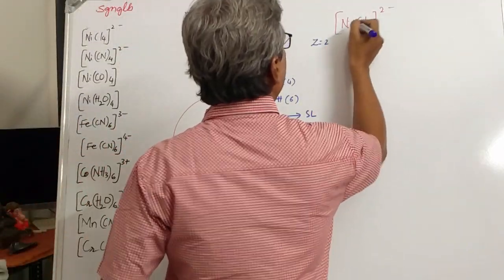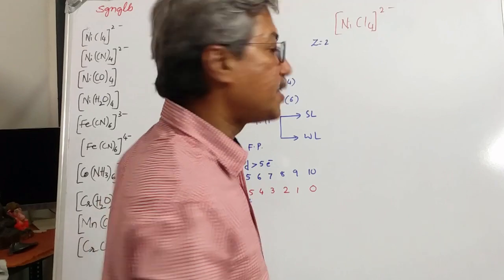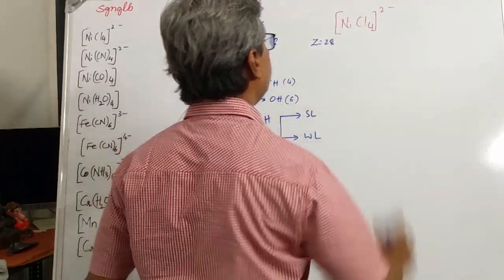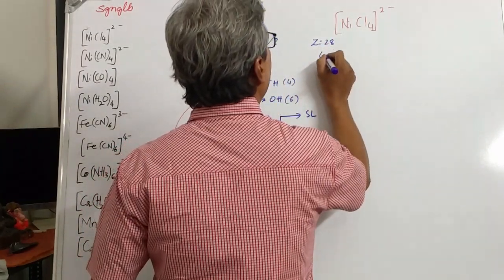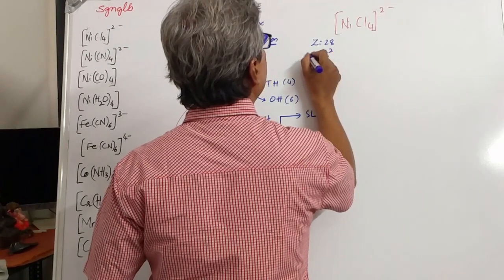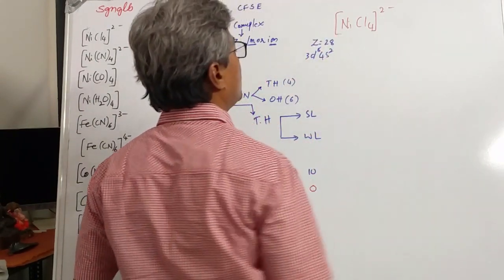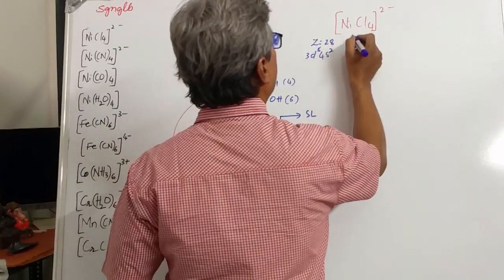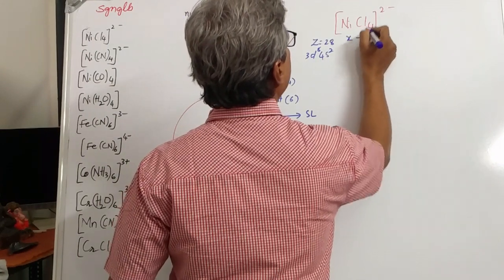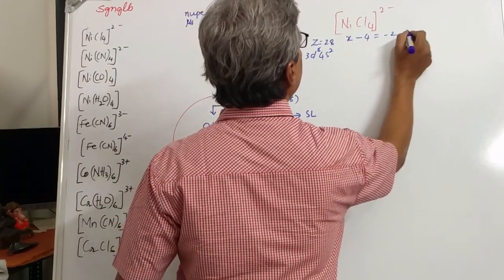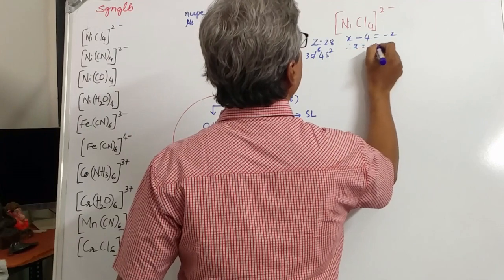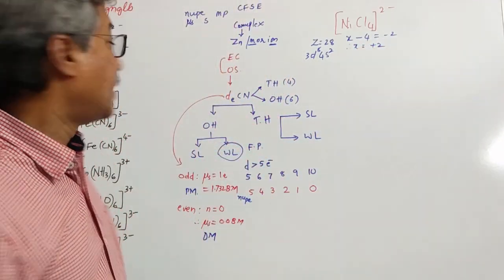Just verify. The atomic number of nickel is 28, so the configuration is 4s2 3d8. What is the oxidation state here? x minus 4 is equal to minus 2. Therefore, x is equal to plus 2. Take another example.